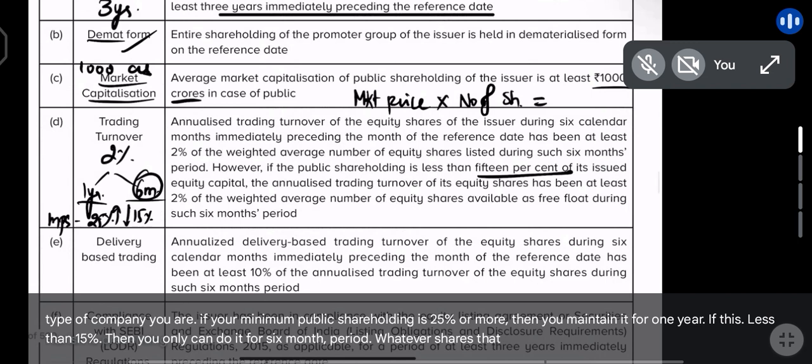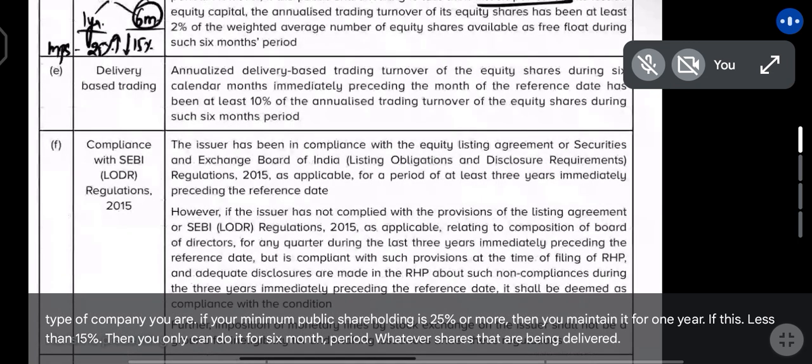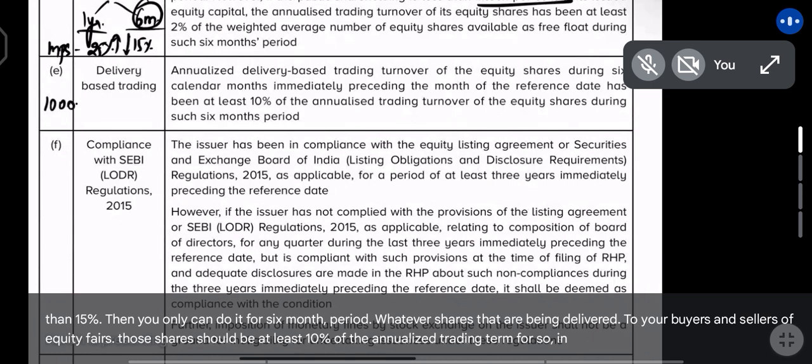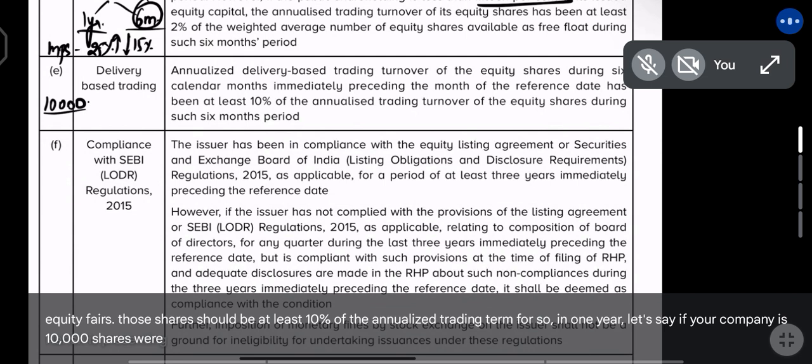Whatever shares that are being delivered to your buyers and sellers of equity shares, those shares should be at least 10% of the annualized trading turnover. So in 1 year, let's say if your company's 10,000 shares were sold, 10% of this is going to be 1,000. At least 1,000 shares should have been actually delivered.